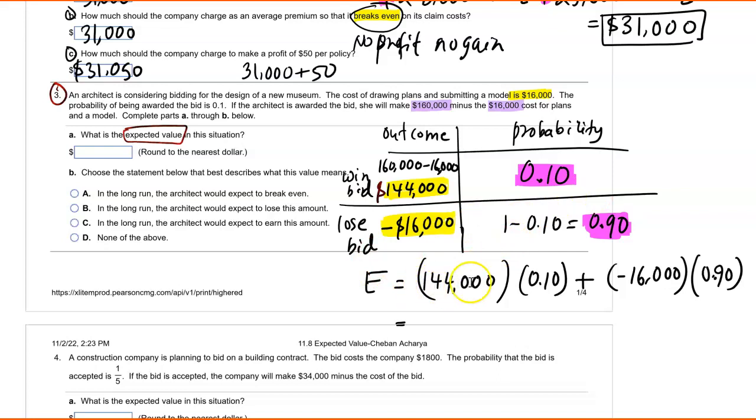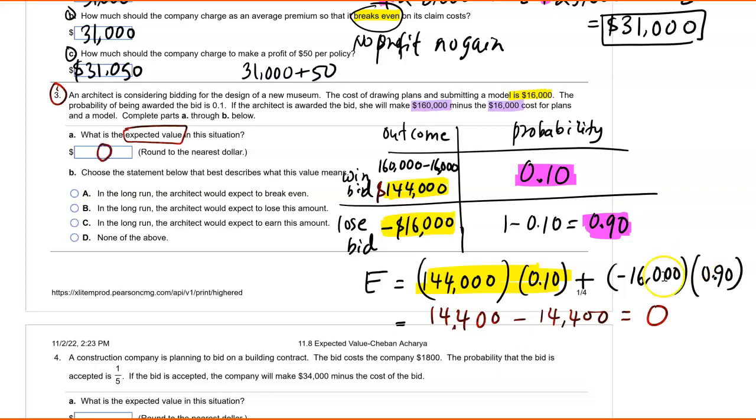If you multiply 144,000 by 0.10, let's do the math here, you get 14,400, and if you multiply the other two numbers, you get again 14,400. If you subtract these, it's going to be 0. And here the expected value is going to be 0 in this situation.